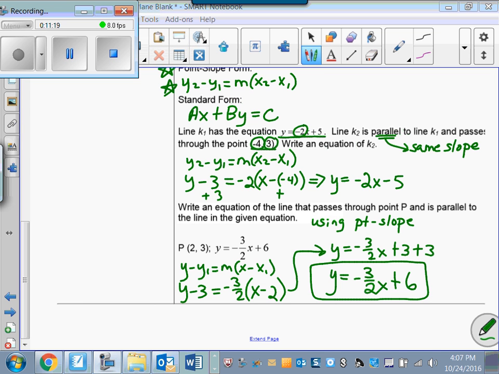All right, I got y equals negative 3/2 x plus 6. If you did not get that, then please pause here, look over my work, and check yours and see where you may have gone wrong.